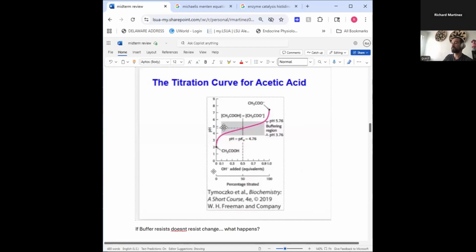So for a buffer, the question here is going to answer for you. Think about it for a moment. If a buffer doesn't resist change, what would happen? Think about it like that. The molecule would change, it won't change sufficiently, which is why there's a buffer range.